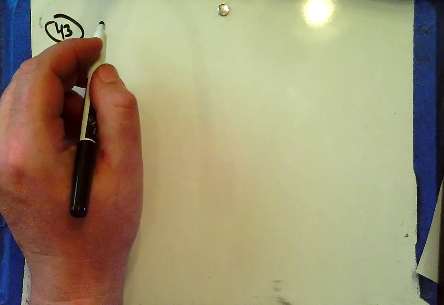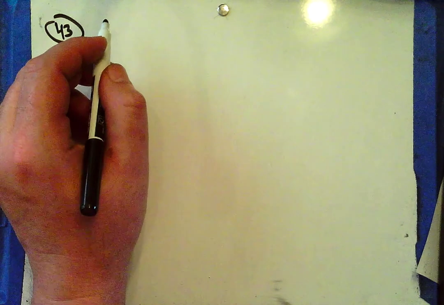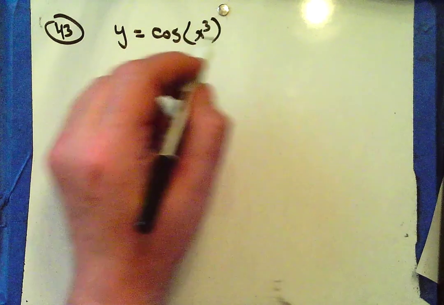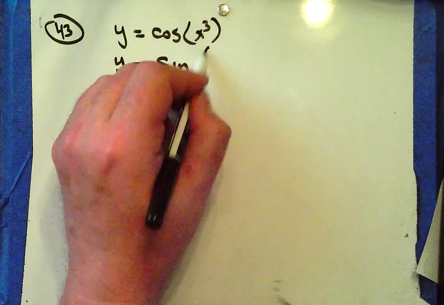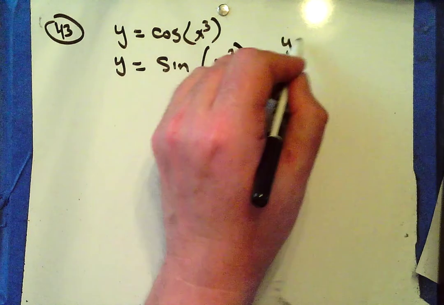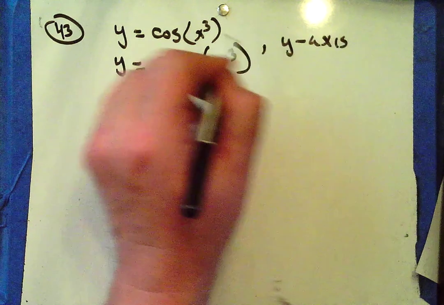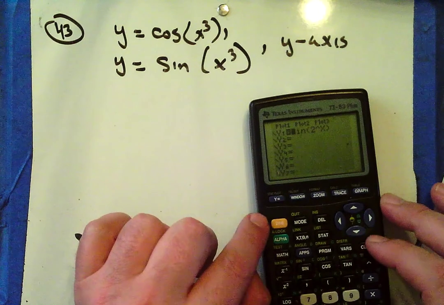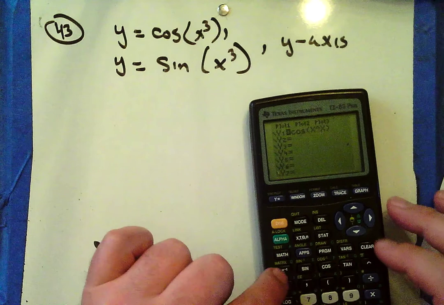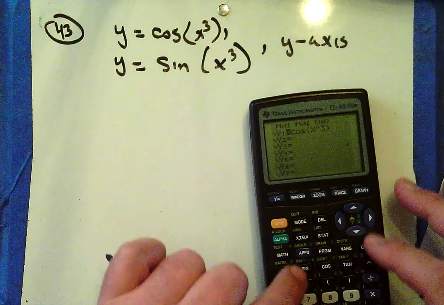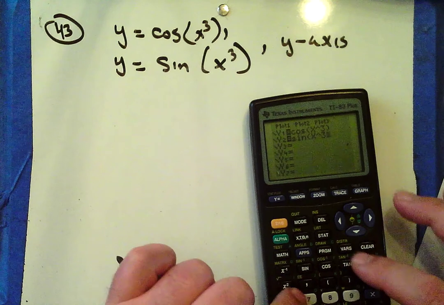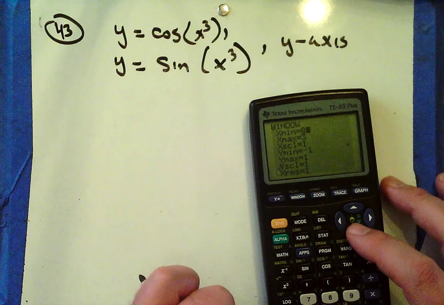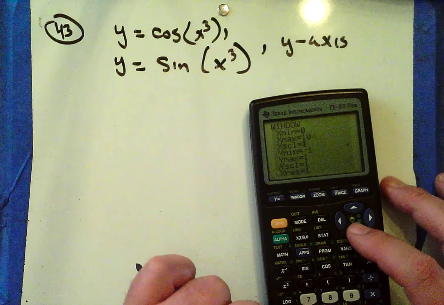43 says the area of the region in first quadrant bounded by y equals cosine x to the third, y equals sine of x to the third, and the y-axis. Okay, so I need to take a look at that with my graphing calculator because I haven't a clue what that looks like. Cosine of x to the third. I want sine of x to the third. And I want first quadrant, so I'm going from 0, I don't know, going 0 to 10.